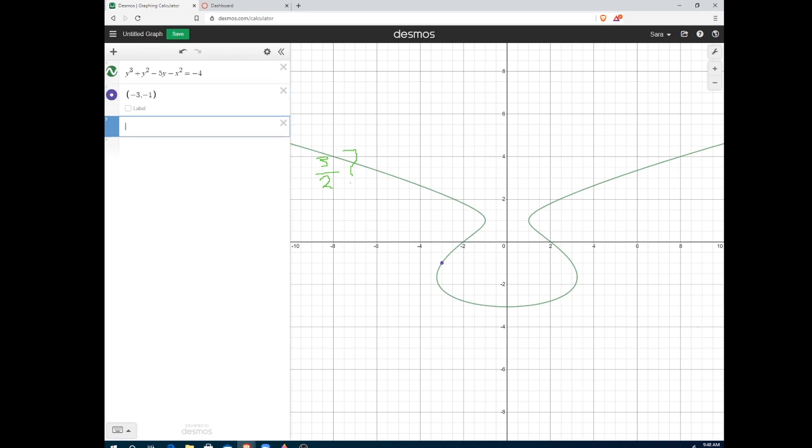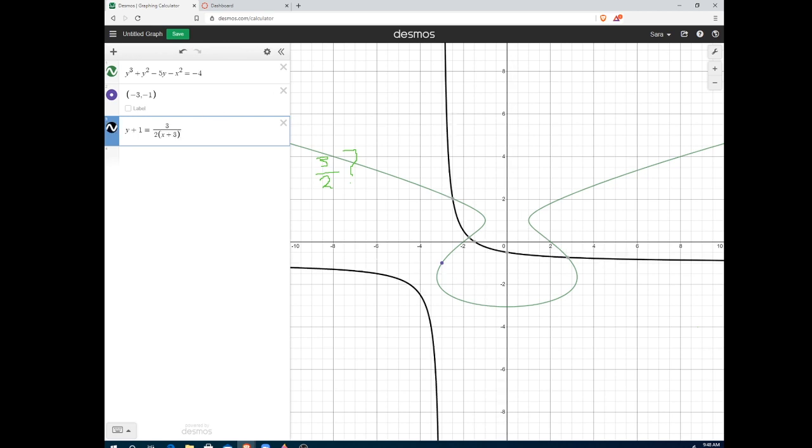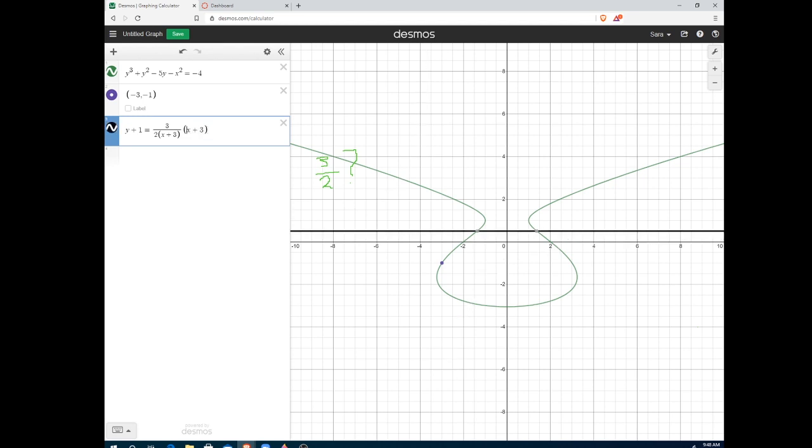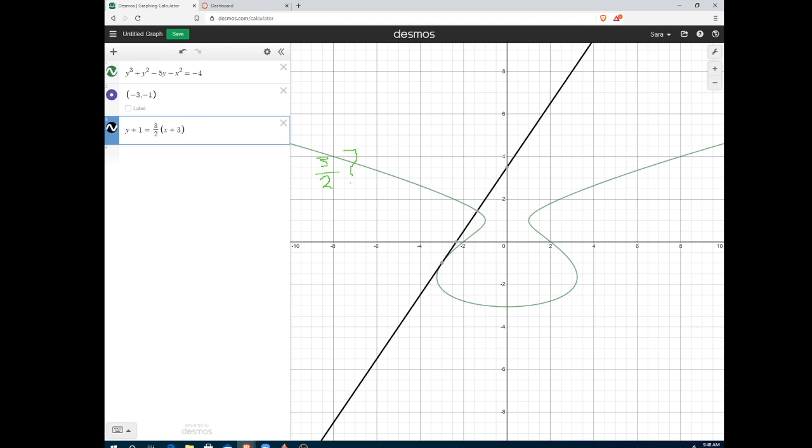Okay, so if I type in that equation, y plus 1 equals 3/2 parentheses x plus 3. Oh, that's why. It's in the wrong place. Voila! How'd we do? Got a thumbs up from Keaton? And from Annie, and from Mia, and from Gabe. It's right where we expect it.